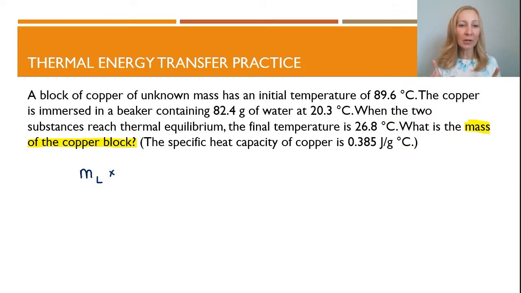So what we're trying to find is m sub L, the mass of the substance that loses the energy, the mass of the substance that's cooling down, so the copper in this situation. Now we're going to go back and figure out the Q, the total amount of energy that's lost. So we need to take the mass times the specific heat capacity of the copper, which is 0.385 joules per gram degrees Celsius. And then we're going to multiply that by the change in temperature of the copper. Remember, the copper is cooling from 89.6 down to 26.8.